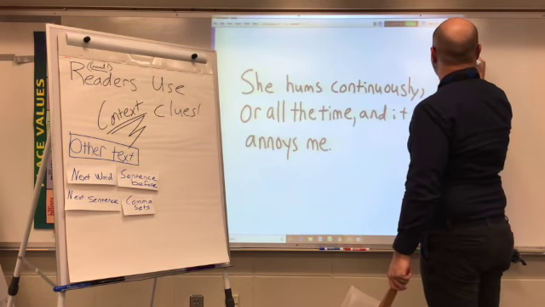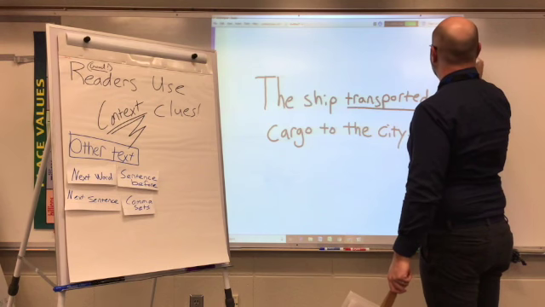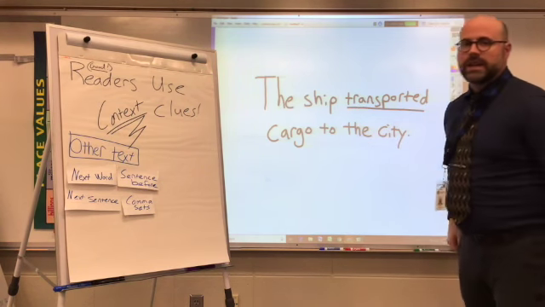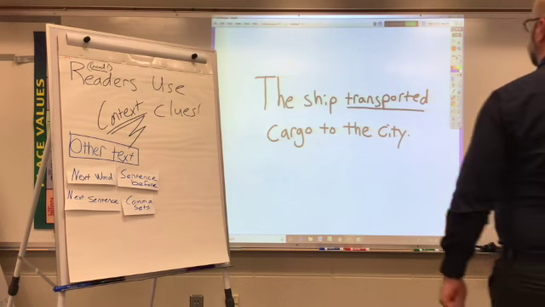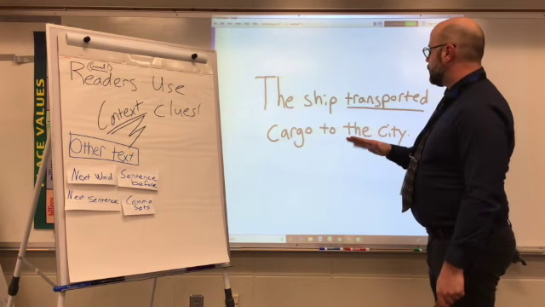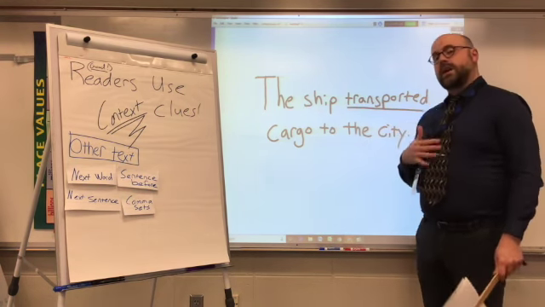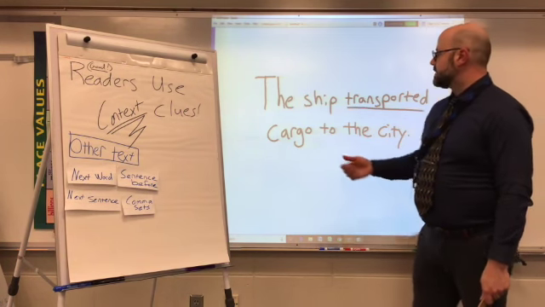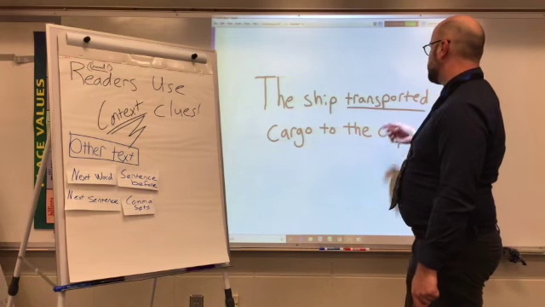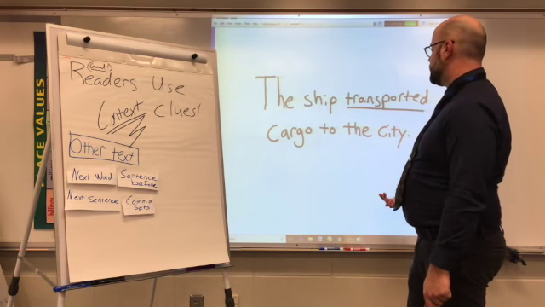And the underlined words, I'm going to run over here and check and make sure that, okay, there we go. So the underlined words are words that I want you to think about the definition of. And this sentence says, the ship transported cargo to the city.